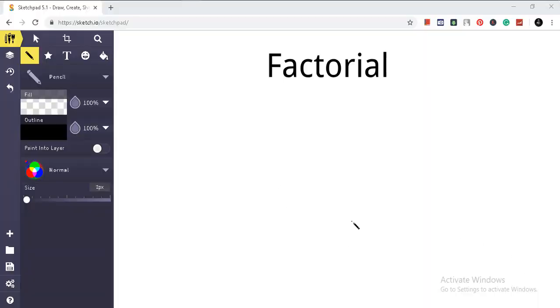Hello friends, today we will see what factorial is and how we can solve it in MATLAB.